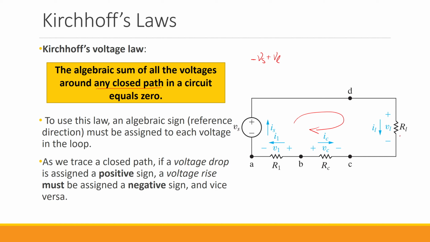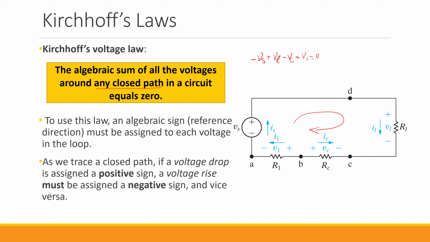I move past RL, get to RC, I hit the negative sign. So I consider this with a negative sign, VC. And finally, I get to R1 and I hit the positive sign first. So I consider it as positive V1. The sum equals 0 because we ended up back at the initial node. So this is the equation that we have based on the Kirchhoff's voltage law.